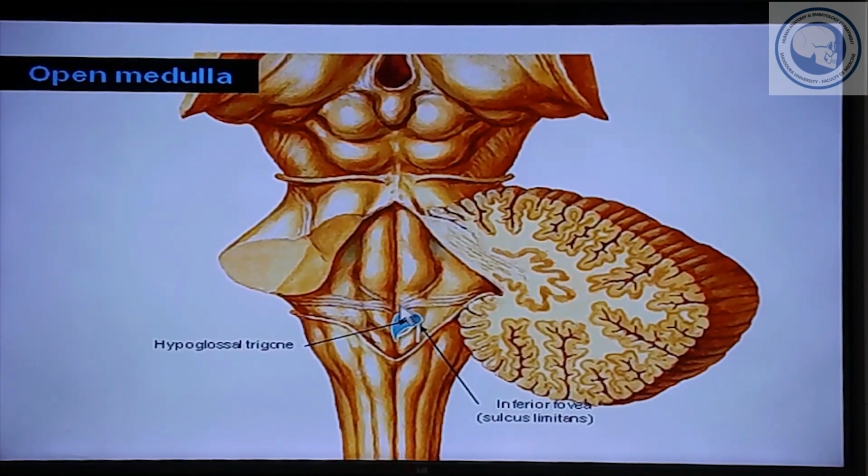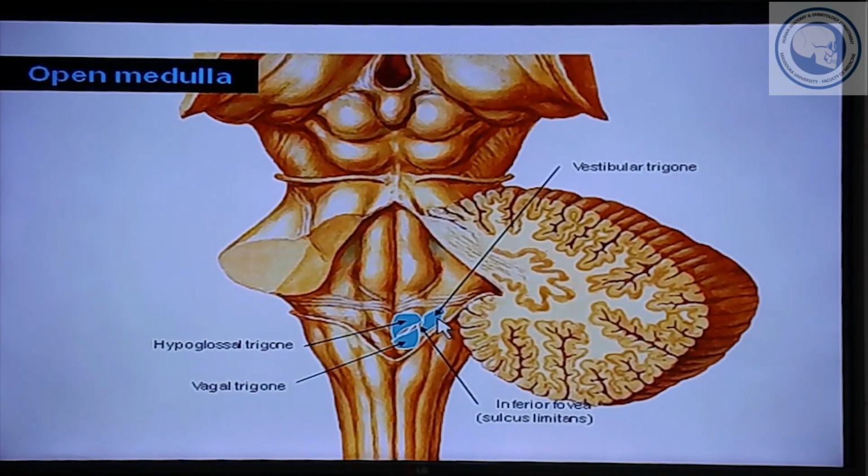The first one, which is medial, is called hypoglossal trigone, and it is formed by the motor nucleus of the hypoglossal nerve. In the floor of sulcus limitans, we will find the vagal trigone. It is formed by the dorsal motor nucleus of vagus. And most laterally, we will find the vestibular trigone formed by medial and inferior vestibular nuclei.